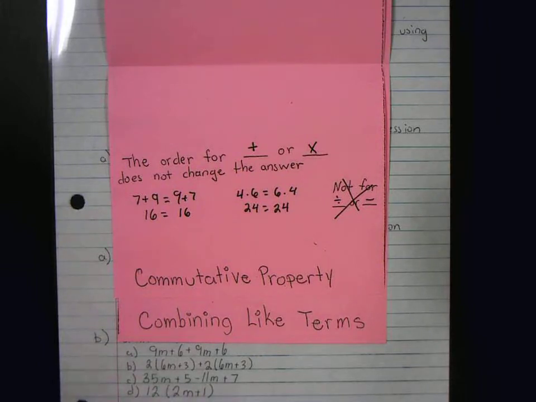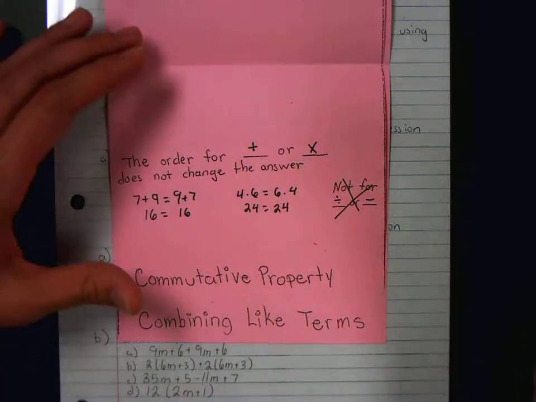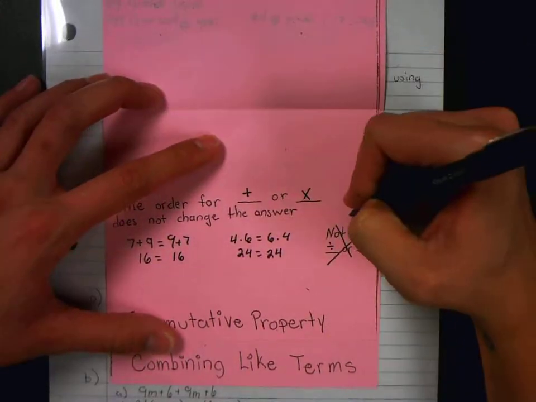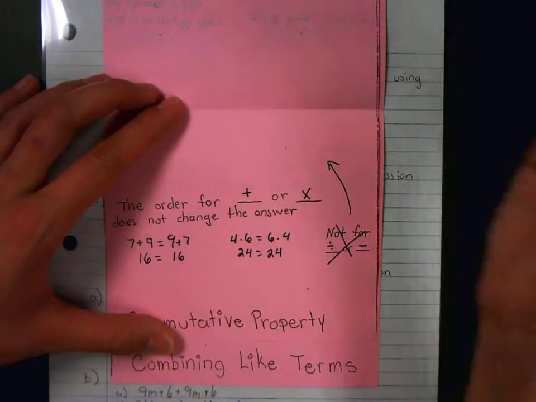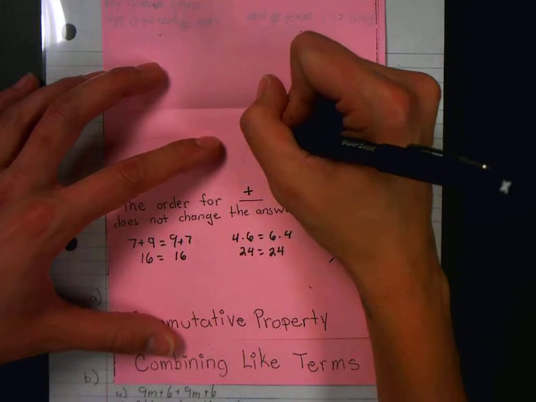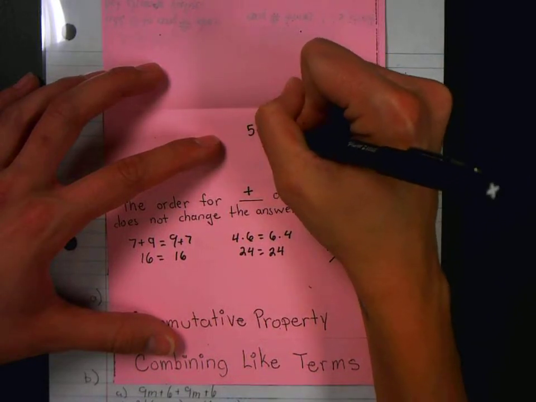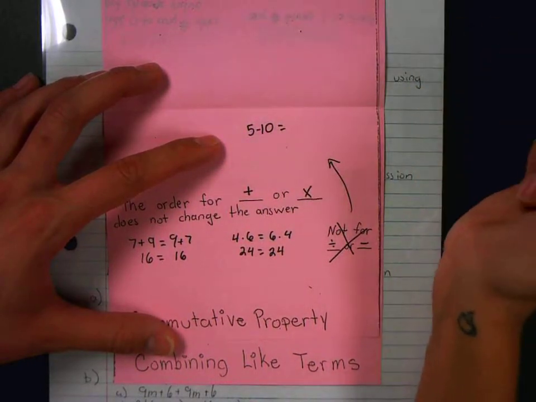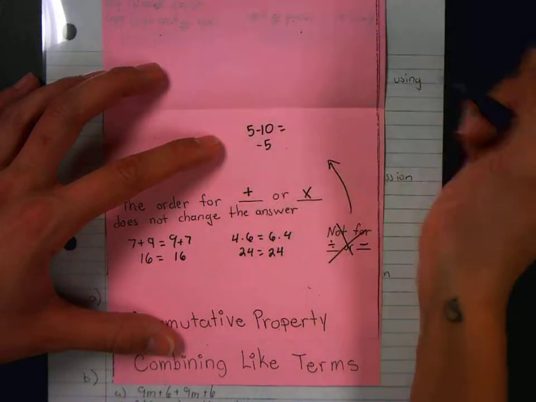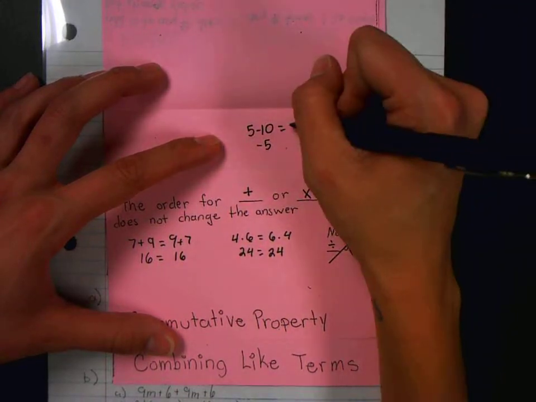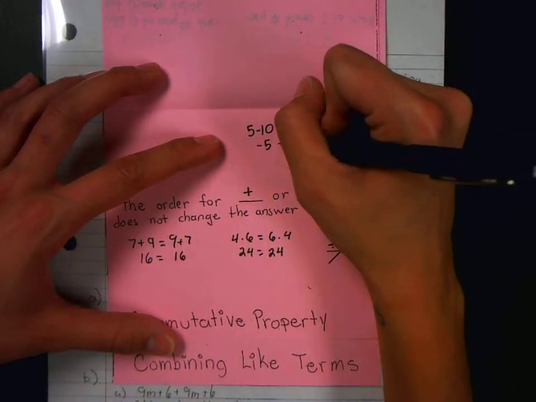And we can do an example for that one up here. Okay. If I did 5 minus 10, 5 minus 10 is actually negative 5. But if I flip this order, and I've got 10 minus 5, we actually get positive 5. So you get a totally different answer.